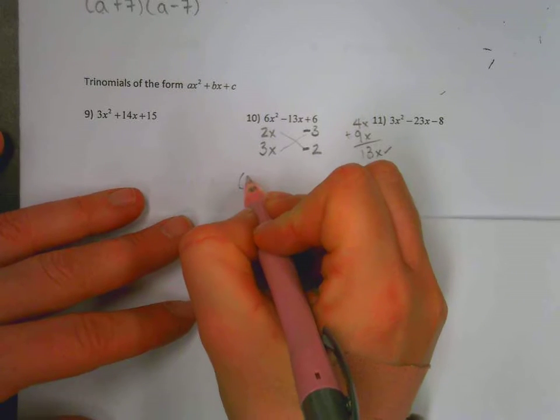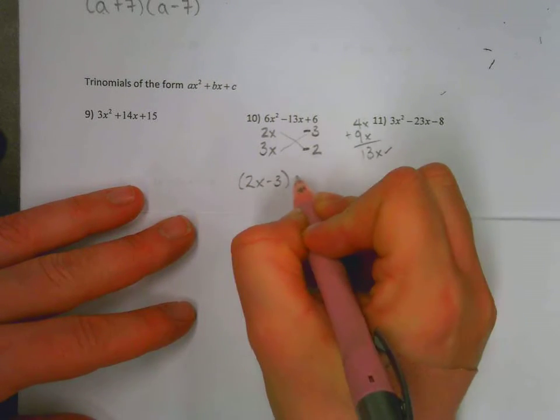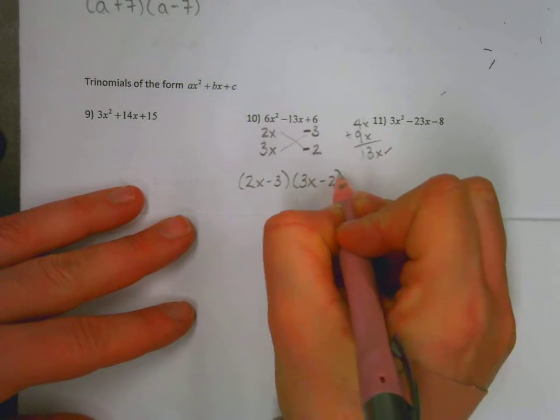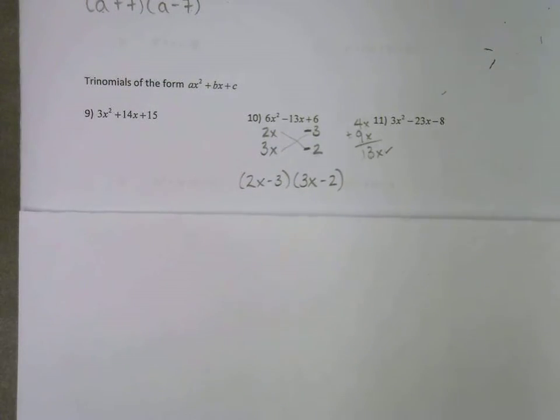So my factors would be 2x minus 3 and a 3x minus 2. And that is a review on factoring.